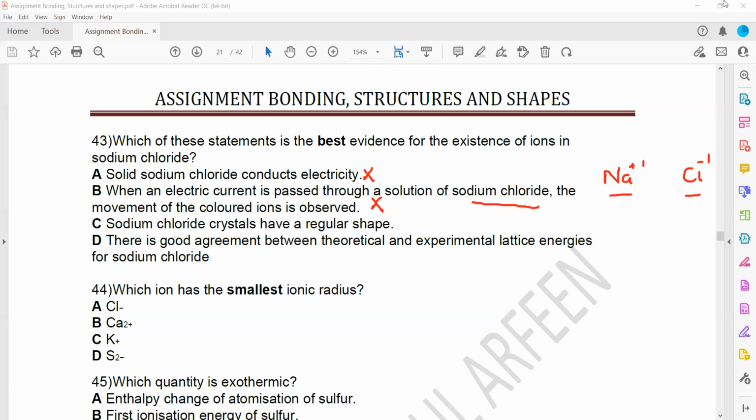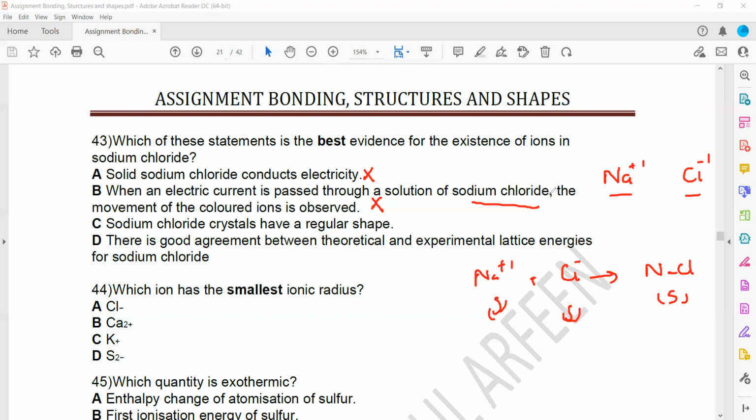Lattice energy we always calculate for ionic compounds. The term lattice energy means when ions in a gaseous state form an ionic bond or form a lattice of NaCl in a solid state, we call that lattice energy.